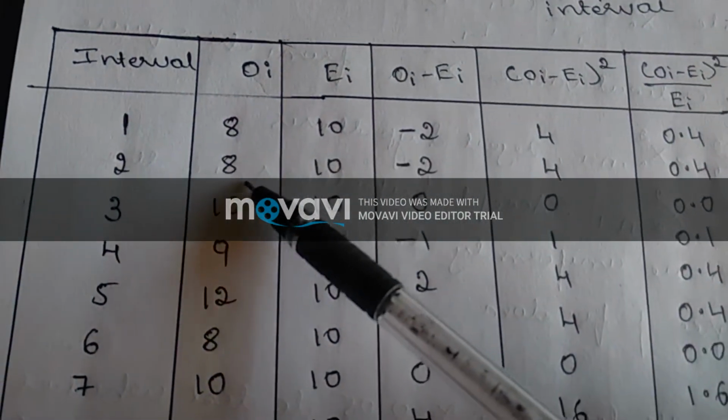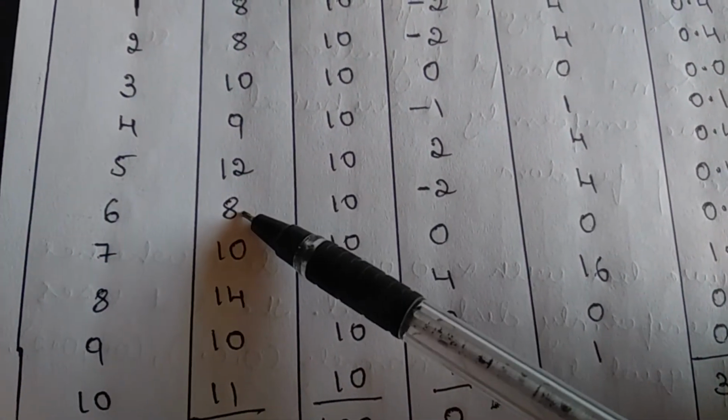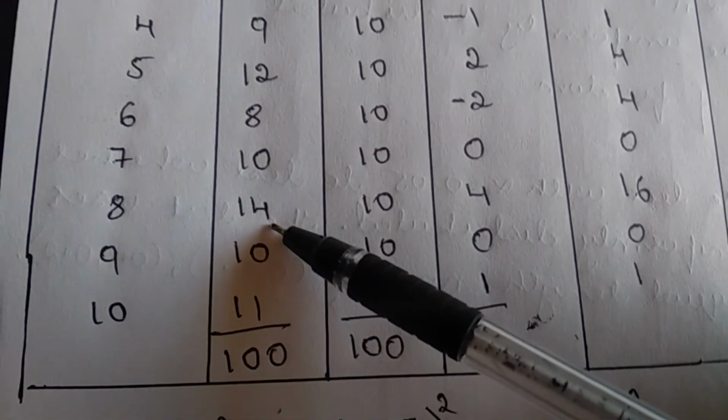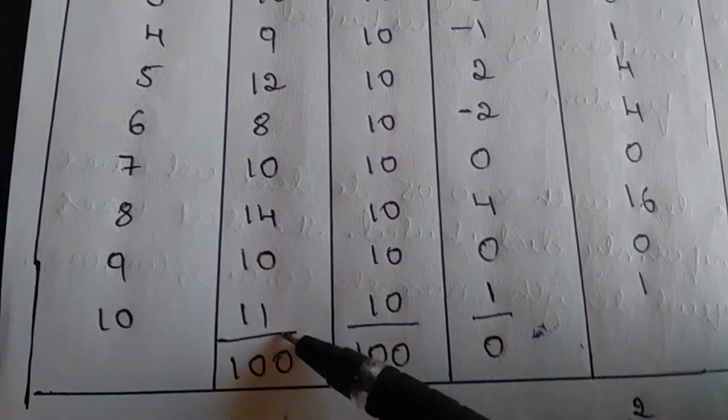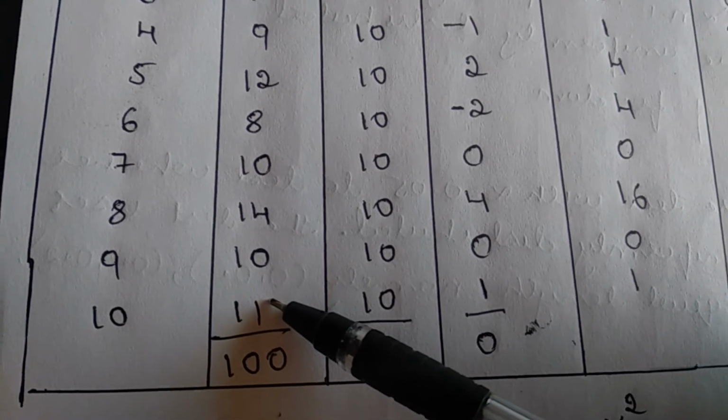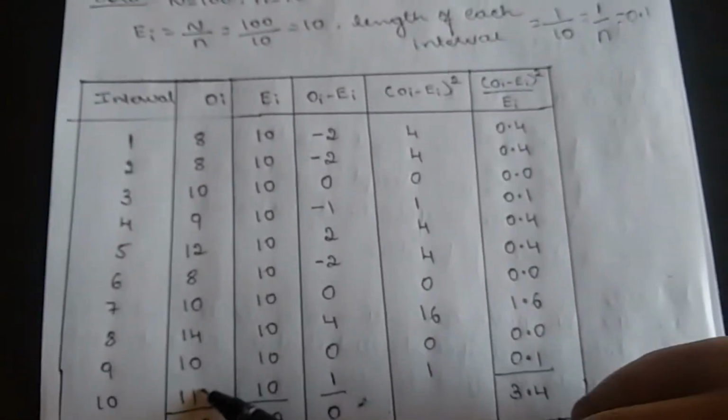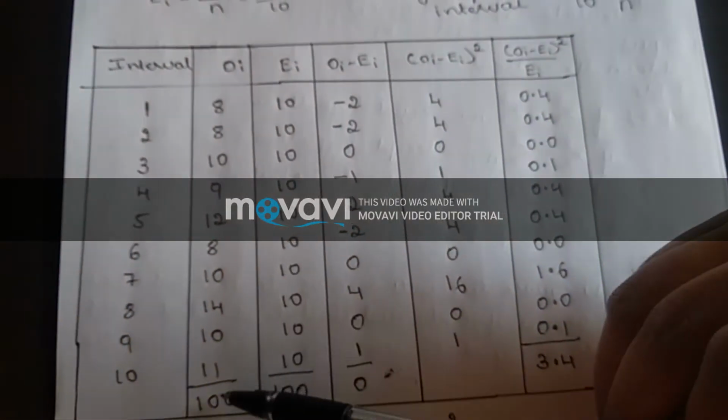In the same way you have to calculate for the third one, 0.2 to 0.3, then 0.3 to 0.4, 0.4 to 0.5, 0.5 to 0.6, 0.6 to 0.7, 0.7 to 0.8, 0.8 to 0.9, 0.9 to 1.0. Like that you have to count. These are all the counts you will get for OI.